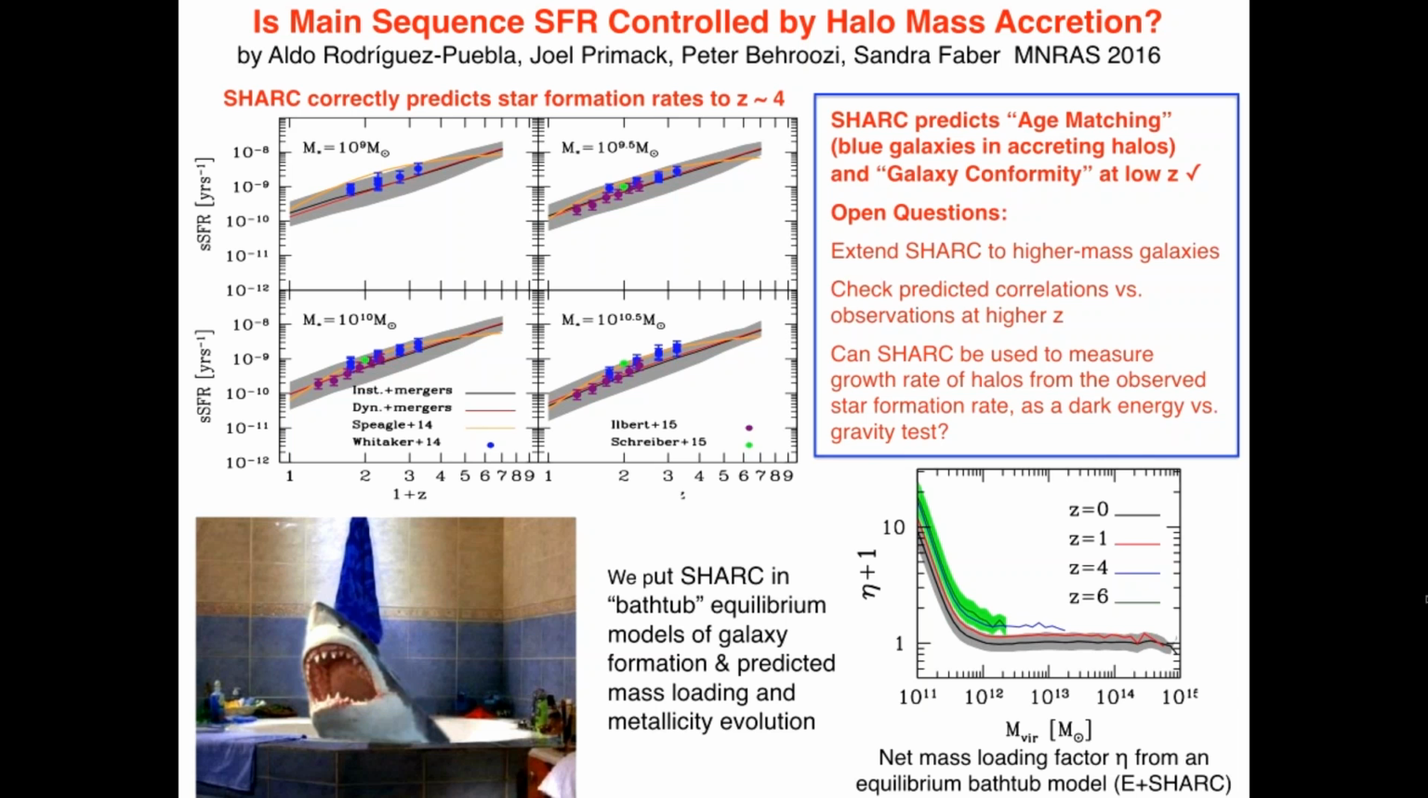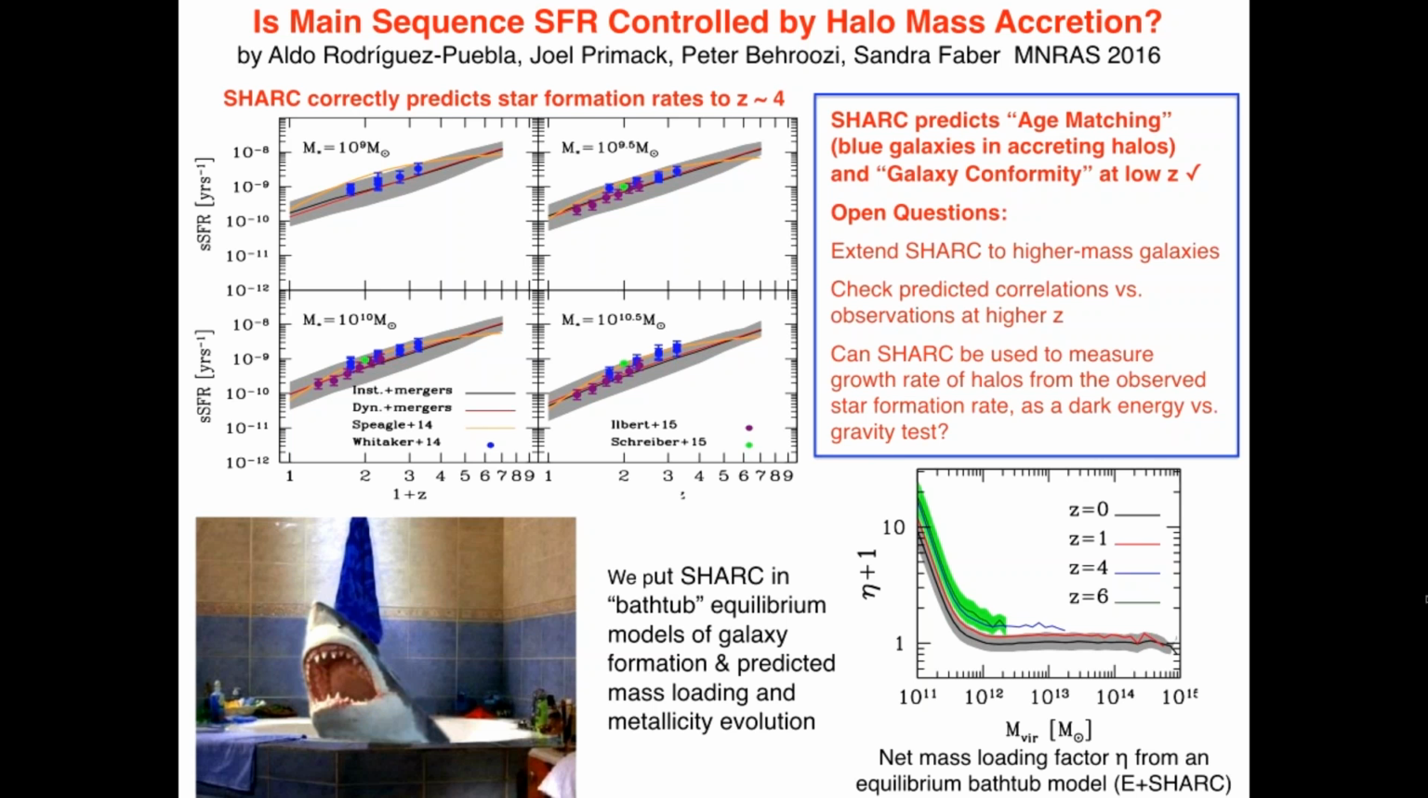Now, as I said, we put SHARC in bathtub equilibrium models of galaxy formation, and we predict things like the mass loading factor and metallicity evolution. The plot on the lower right is the mass loading factor, and that's in very good agreement with observations. So that shows that this whole scheme works remarkably well. We're still in the process of testing to see whether we should really take this seriously, but we've put this forward as a potentially tremendously simplifying way of thinking about galaxies and how they evolve.